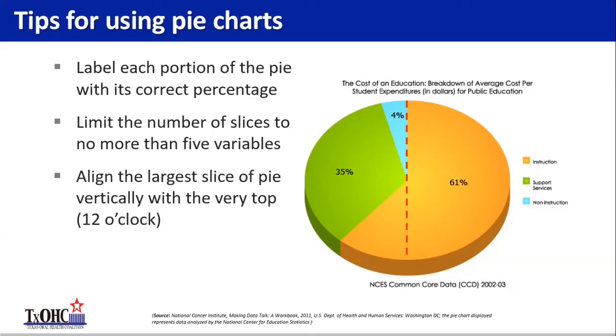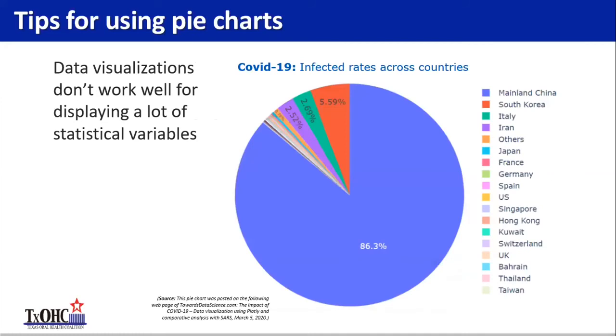Pie charts, though, there is the good, the bad, and the ugly, I said, and that's true for pie charts as well. This breaks that rule about limiting the number of slices. This isn't 5, this is a whole lot of them. Towards Data Science is a website, and they posted this pie chart very early when the COVID-19 pandemic broke out.